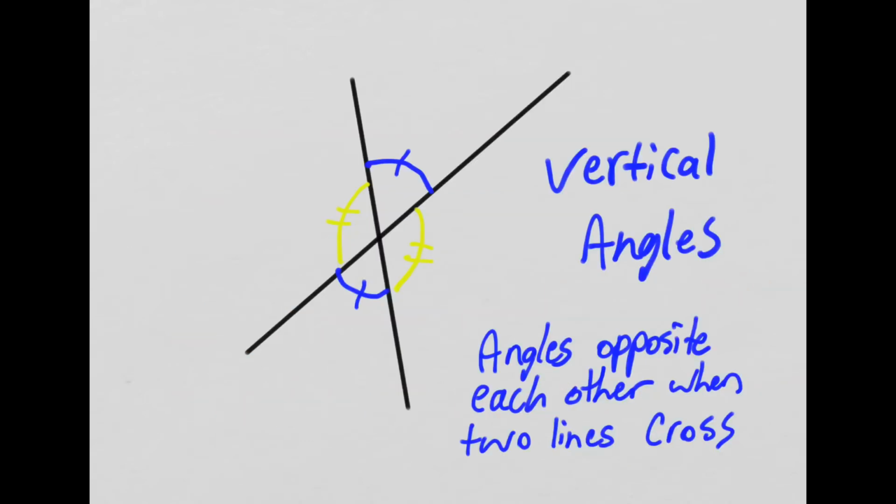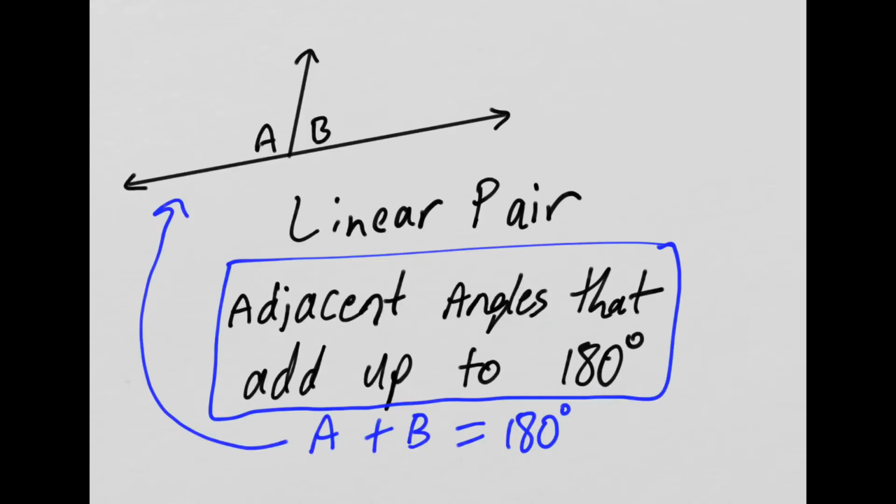An important concept we'll use throughout this chapter is the idea from chapter 1 of vertical angles. These are angles opposite each other when two lines cross. These two blue angles, or the two yellow ones, are going to be equivalent. The other concept we use a lot is linear pair. These are adjacent angles that add up to 180. So A plus B equals 180.